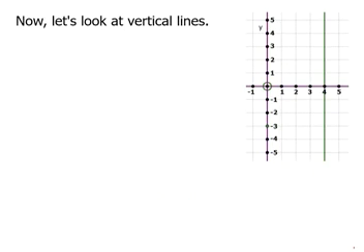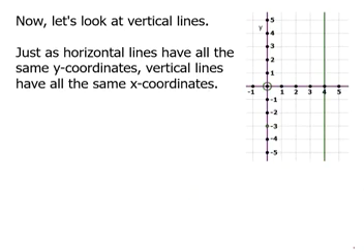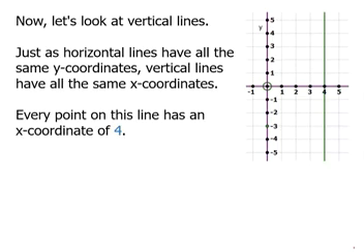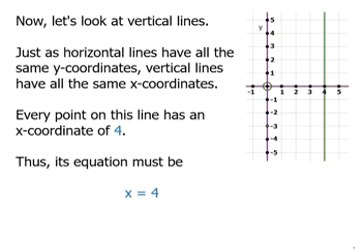Now let's look at vertical lines. Just as horizontal lines have all the same y-coordinates, vertical lines have all the same x-coordinates. Every point on this line has an x-coordinate of 4. And so you can kind of see where this is going. Its equation must be x equals 4. That's the most elegant way to summarize what is essential about that vertical line.